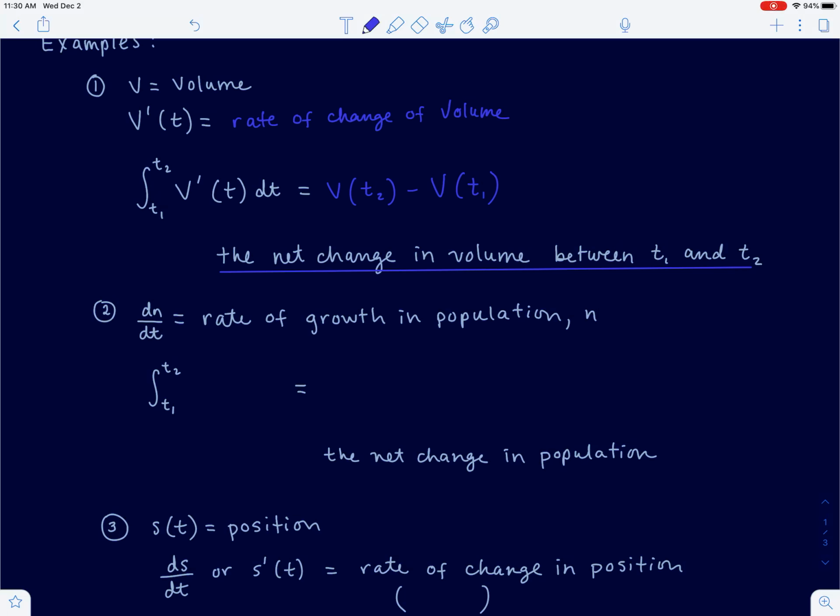So another example, if dn/dt, for instance, is the rate of growth in a population, so the number of people in the population is expressed by n, then we have the integral of dn/dt. So we basically undo the derivative with the integral, and then we plug in our endpoints. And what we end up with is the net change in population between t1 and t2.